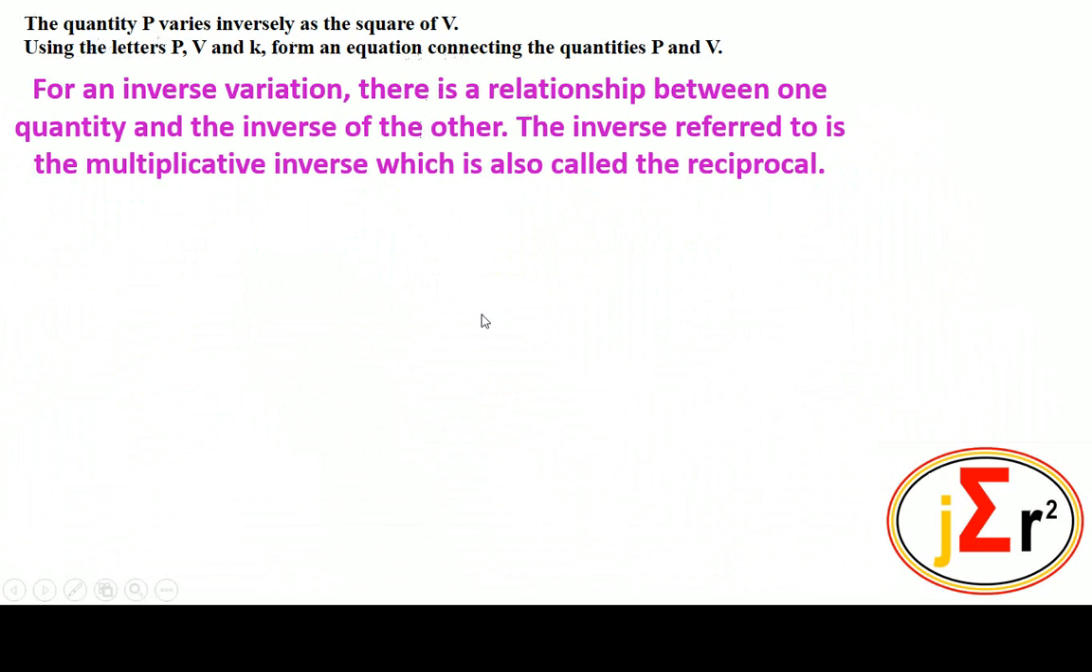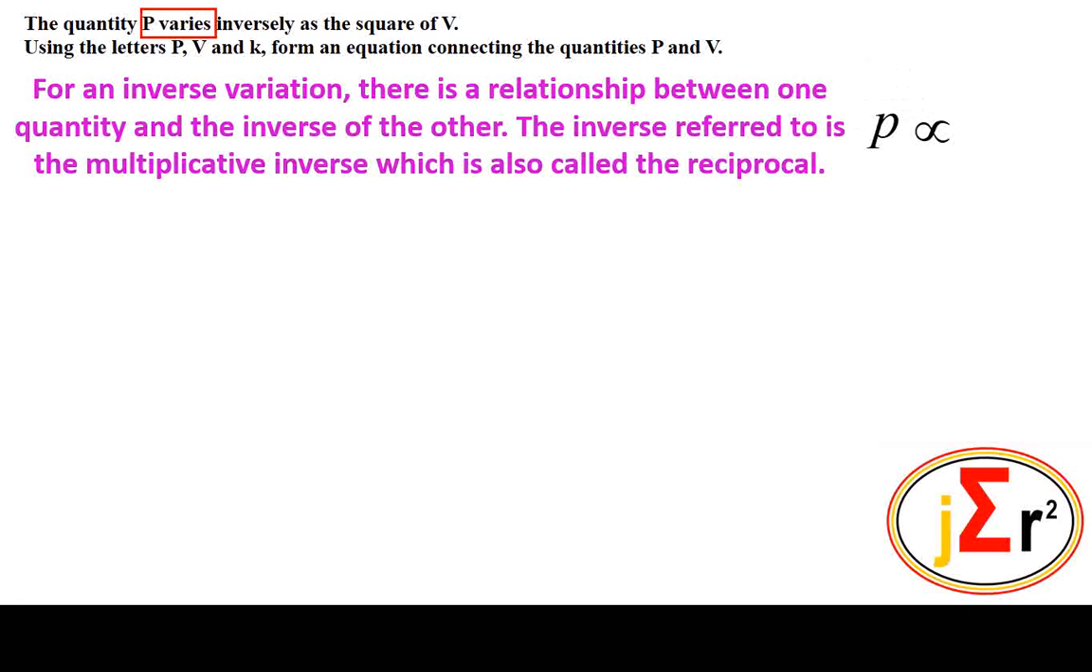For an inverse variation, there's a relationship between one quantity and the inverse of the other. The inverse referred to is the multiplicative inverse, which is also called the reciprocal. There's a relationship between one of the quantities and the inverse or reciprocal of the other. We have there, P varies.